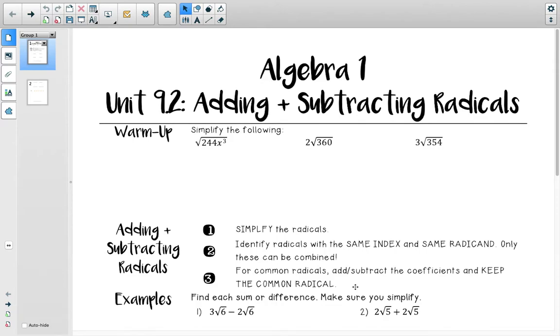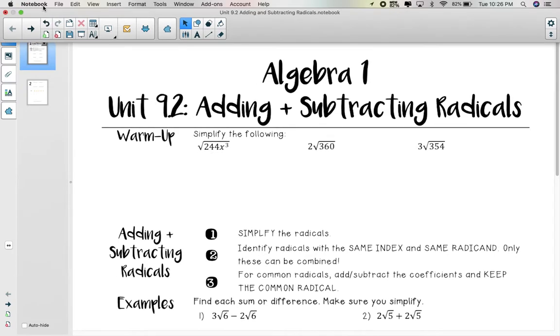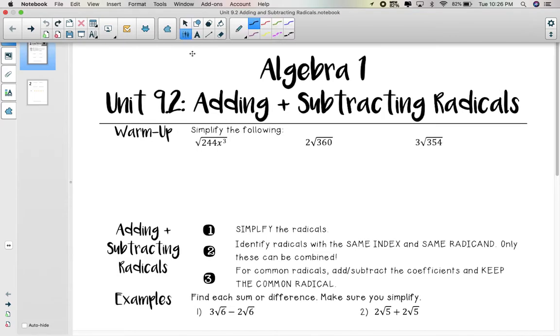So today we're going to be adding and subtracting radicals, and it's kind of like adding and subtracting variables. It's very similar, but we just have a few extra steps to get there. So the first thing we're going to do, though, is simplify some radicals just to do a nice little warm-up. 244 is not a perfect square, so you have to go through the whole process of simplifying it.